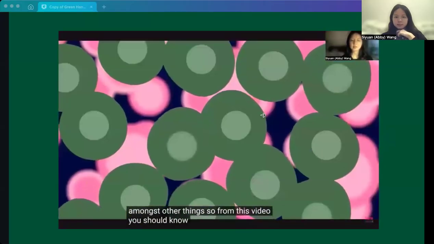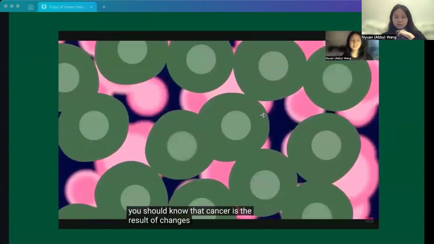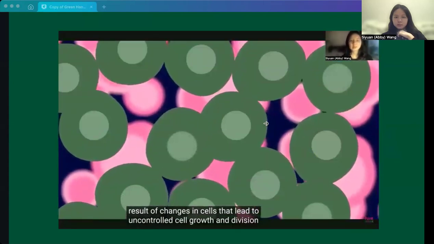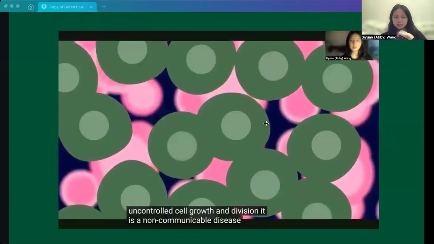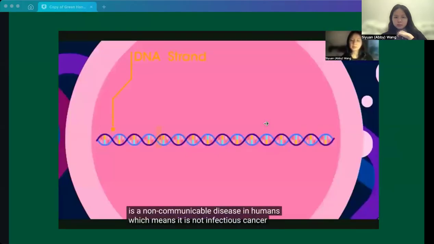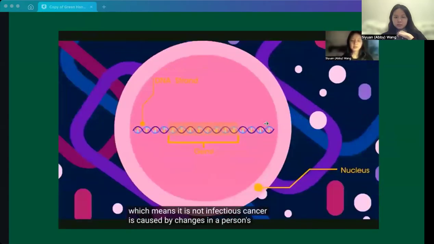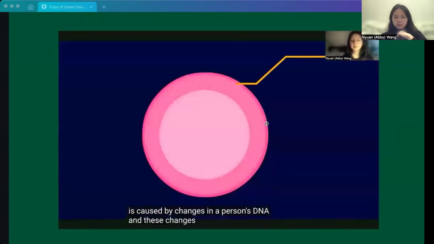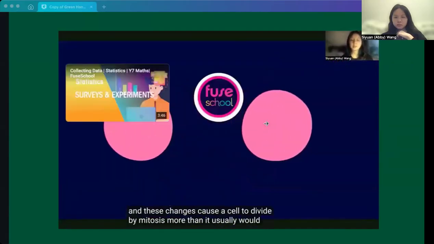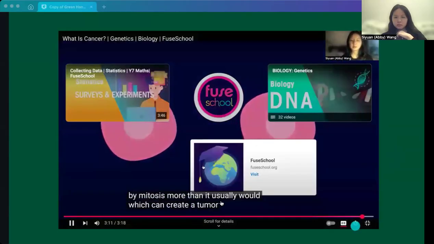So, from this video, you should know what cancer is: the result of changes in cells that lead to uncontrolled cell growth and division. It is a non-communicable disease in humans, which means it is not infectious. It is caused by changes in a person's DNA, and these changes cause the cell to divide by mitosis more than it usually would.